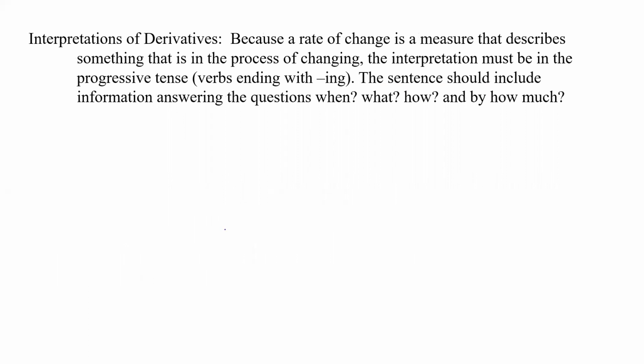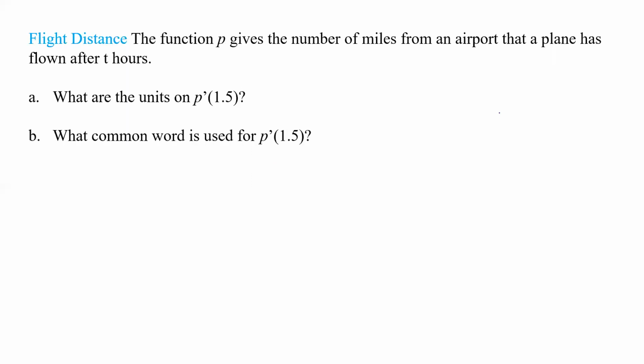So, interpretations of derivatives. Because the rate of change is a measure that describes something that is in the process of changing, we have to remember it must be in the progressive tense, which means we are ending on -ing. It's increasing or decreasing or changing or something. And then the sentence should also include all the things we talked about before: when, what, how, and by how much. All right, so let's look here. We have the flight distance. It says the function p, and again, we don't know anything beyond what this is saying, gives the number of miles from an airport that a plane has flown after t hours.